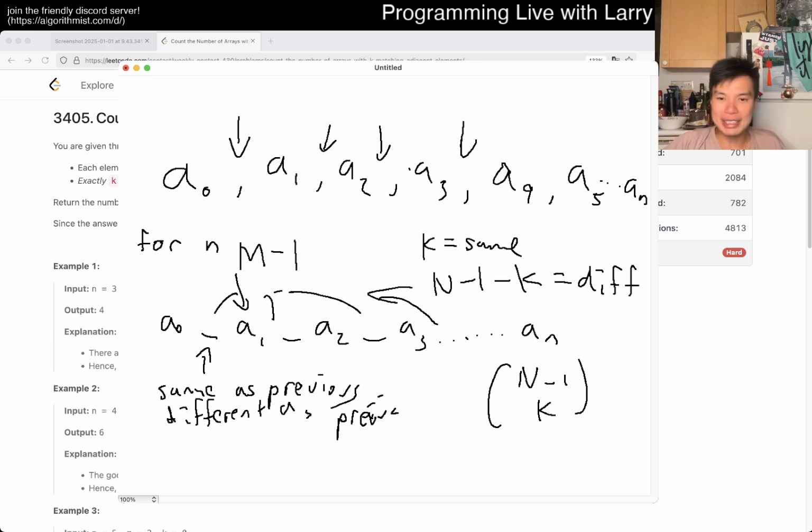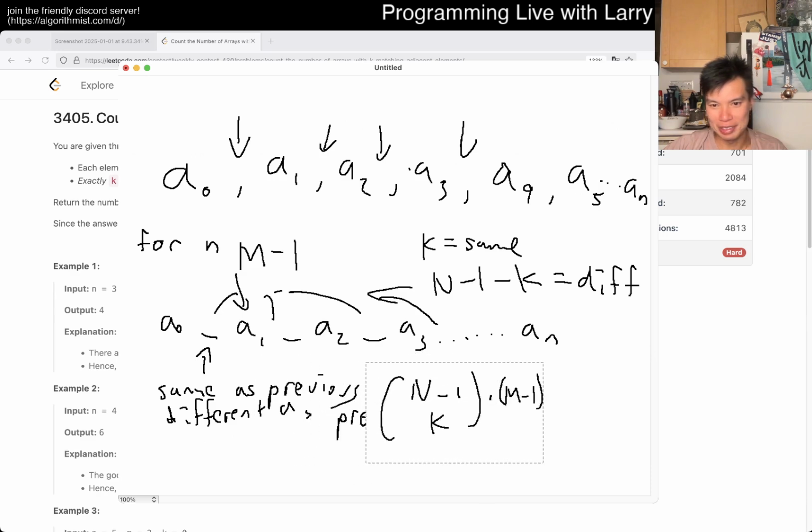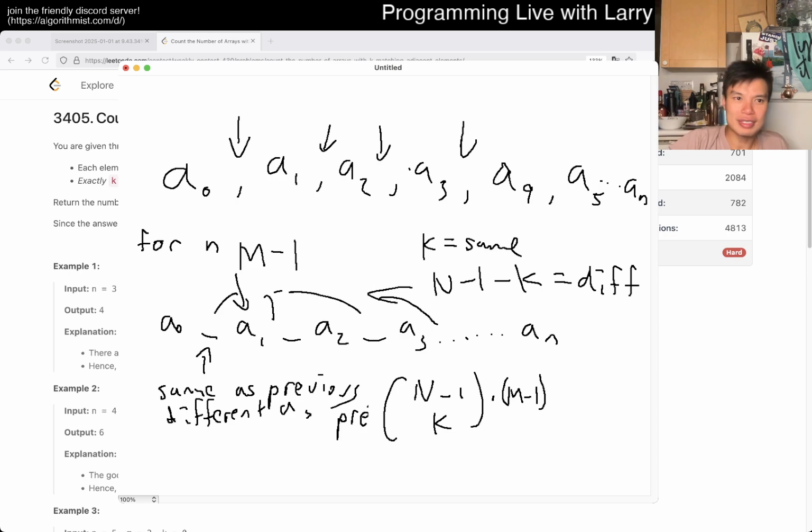Right? So that means that we have this number times m minus 1 to the power of... I went out of space because I'm a noob. Hang on, I do have the magic power of moving it over though. Oh, whatever. Right? m minus 1 to the power of n minus 1 minus k, right? Because that's the number of different, right? So this is the same.